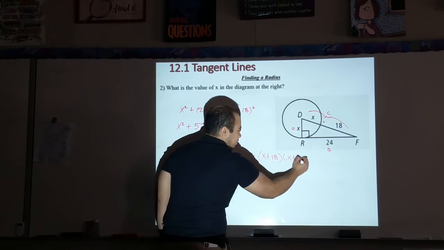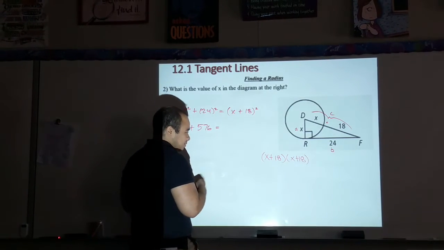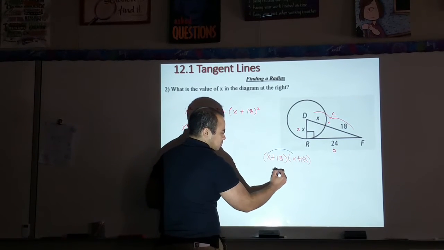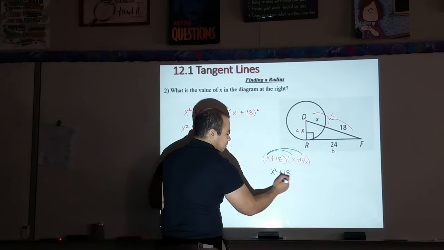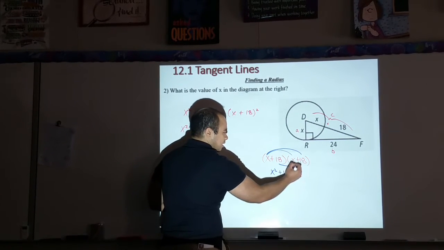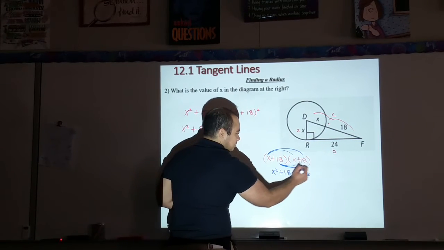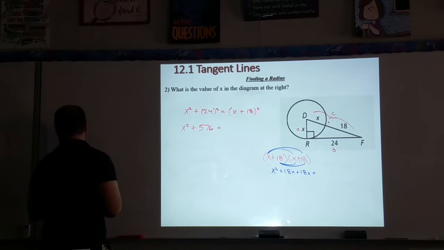I've got to FOIL it out. So in order to FOIL this, let's change colors just because. First, x times x is x squared. Outside, 18 times x is 18x. Inside, 18 times x is 18x again. And then 18 times 18, let's see, what is 18 times 18?